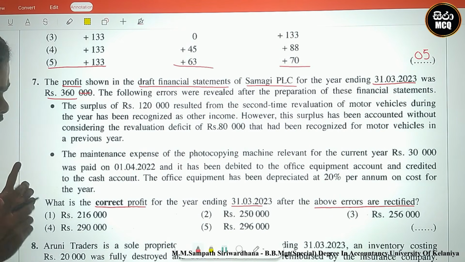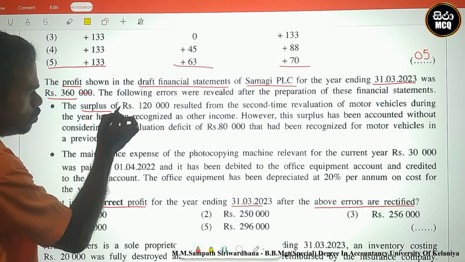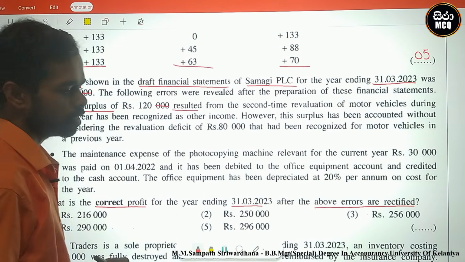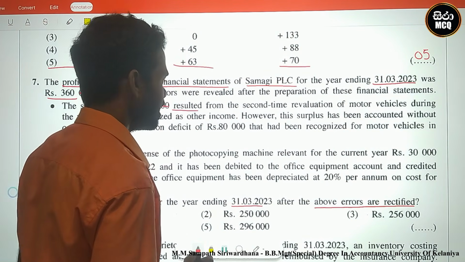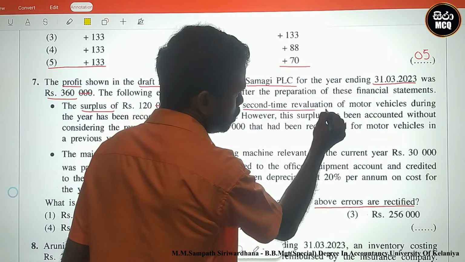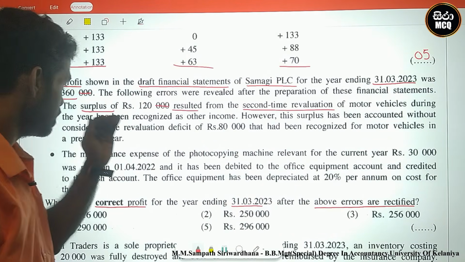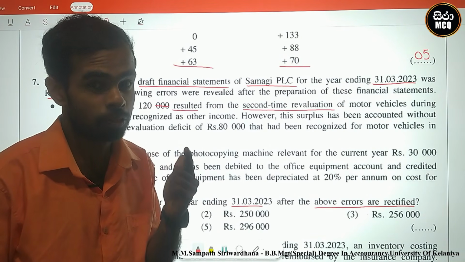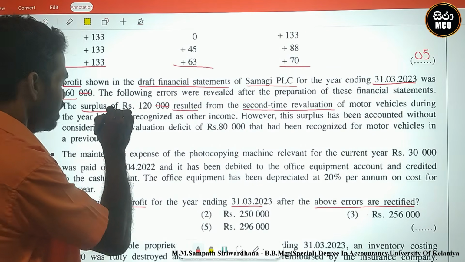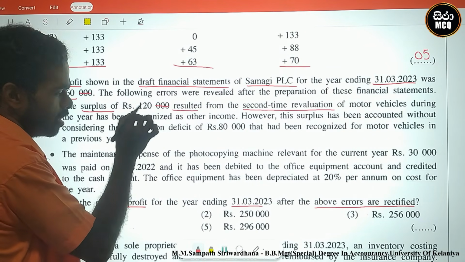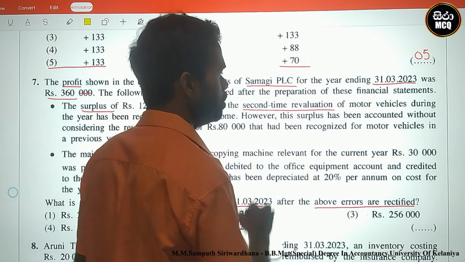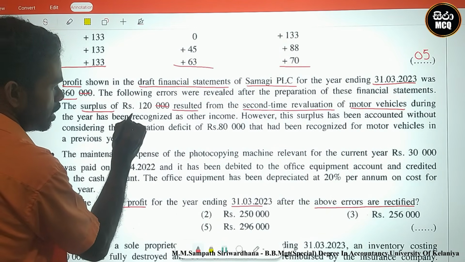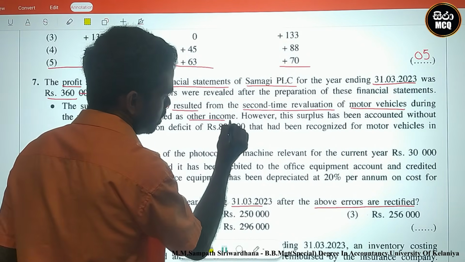Look here. Firstly, a surplus of 120, that is 120,000. Surplus means a gain resulting from a second-time revaluation. There's a second-time revaluation surplus. This is the difficult one. Why? There's a previous revaluation in the question. A surplus of 120 resulting from the second-time revaluation of motor vehicles during the year has been recognized as other income.